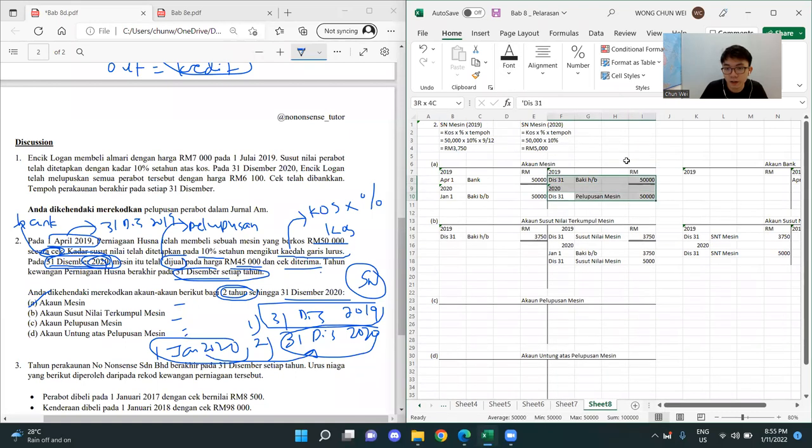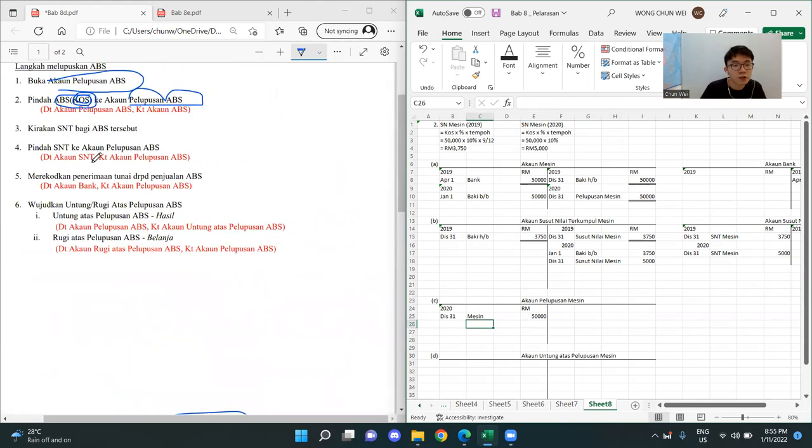So you credit, then you see you credit your machine because this is on the credit side. So if you credit your machine, you have to debit your account pelupusan machine. 2020, Malaysia, when? On December 31st. So you can see the tarikh must be same. Okay, 50,000, 50,000. So dari mana? Dari machine. This one is under machine. So when you come to here, then write back from machine.